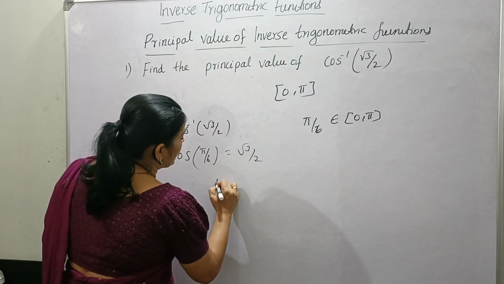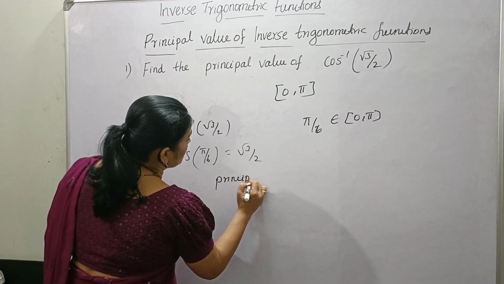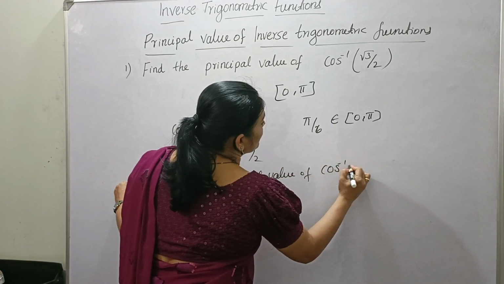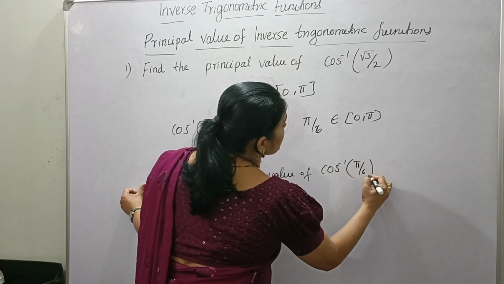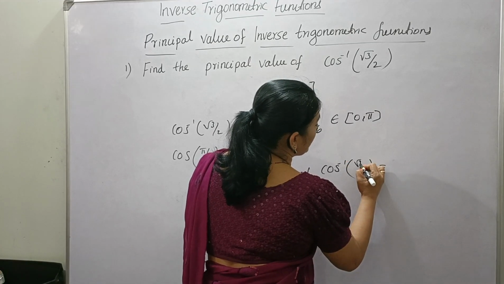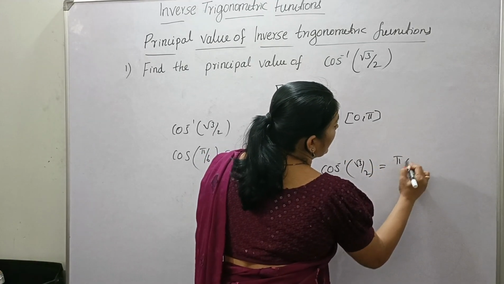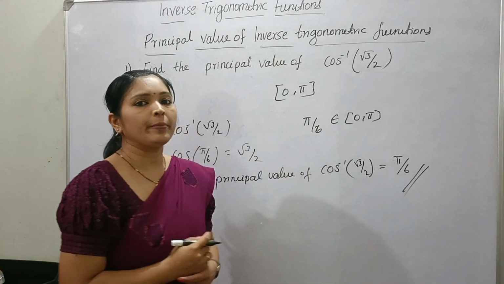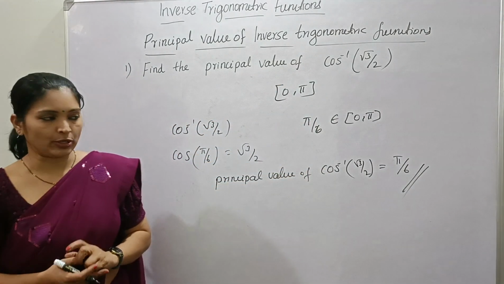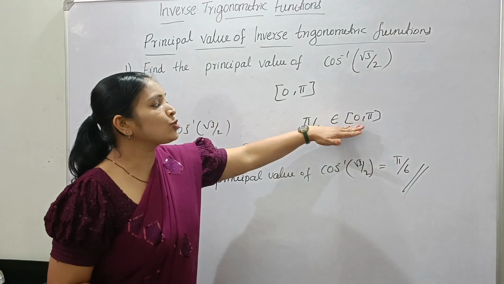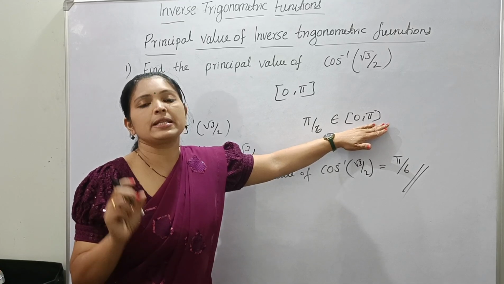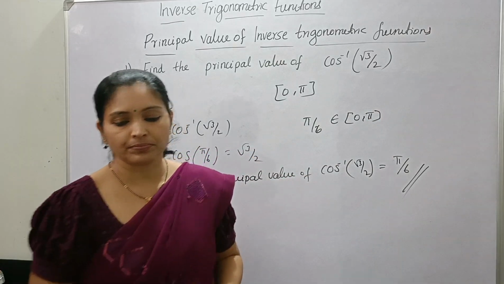Principal value of cos inverse of root 3 by 2 is pi by 6. So pi by 6 is the principal value of cos inverse of root 3 by 2. See here, this pi by 6 belongs to the closed interval 0 to pi. That is the principal value branch.